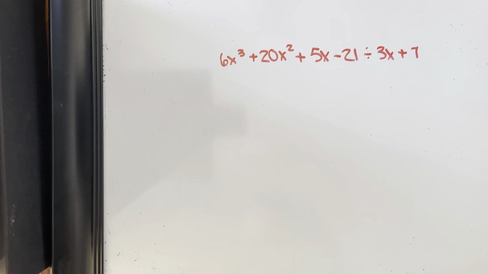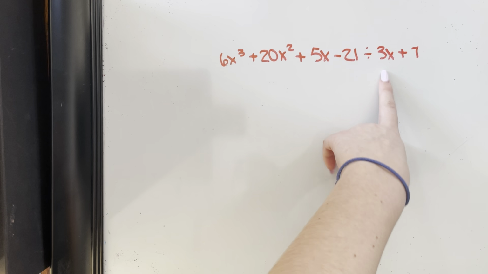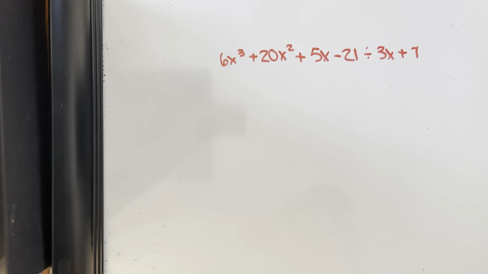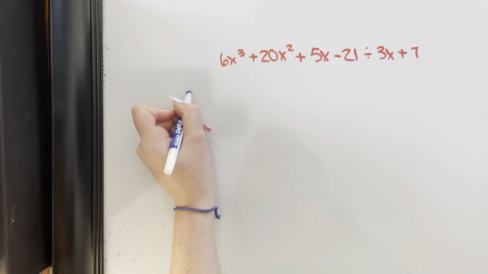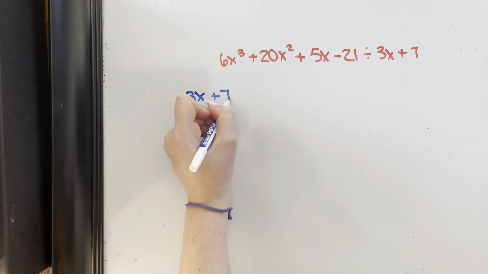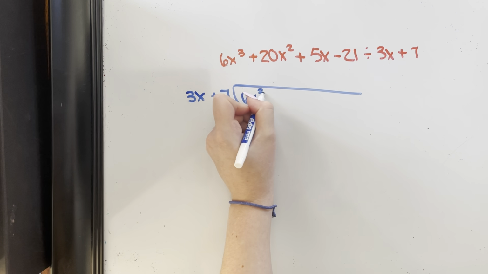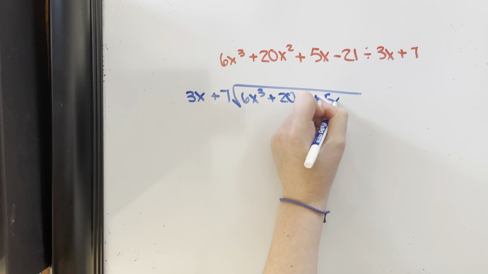Okay, so this is the last example we are going to go through today. So this one is slightly different because it has a coefficient on the x. So we're going to follow the exact same steps. So we're going to first rewrite the question.